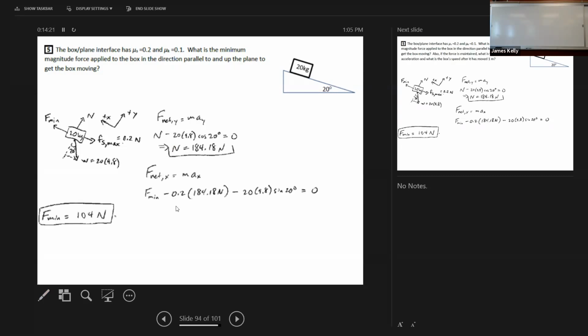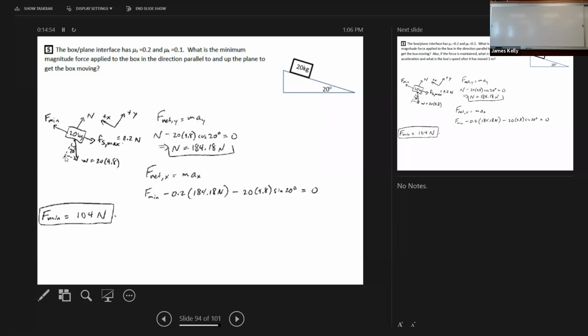Once I've got that, then I just do sum of the force x components equals max. And again, we're imagining it's not moving, so ax is also 0. And there are 3 non-zero x components we're talking about here. F min comes in with a plus sign in my coordinate system because I chose plus x up the plane. The mu static times the normal force, that magnitude force, comes in with a minus sign because it's pointing down the plane. So I have mu static times the normal force that we just found.